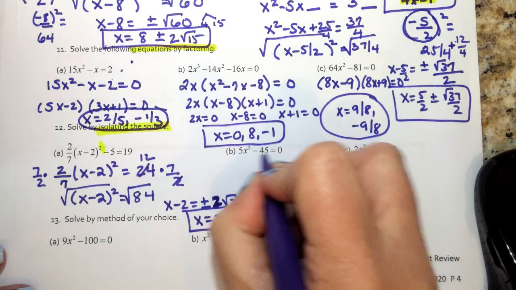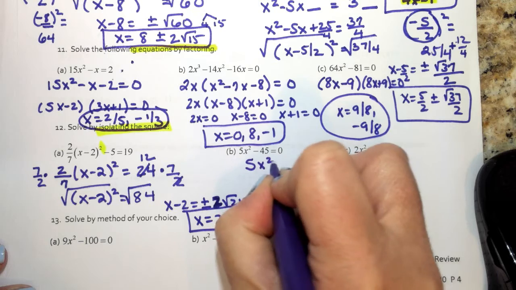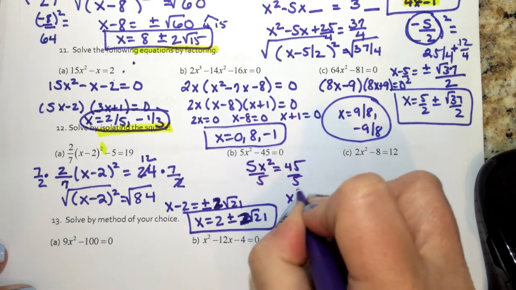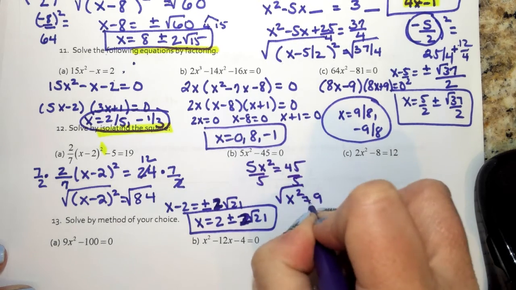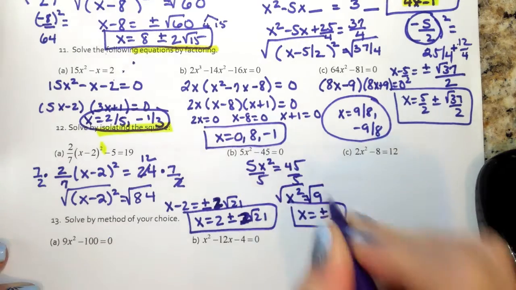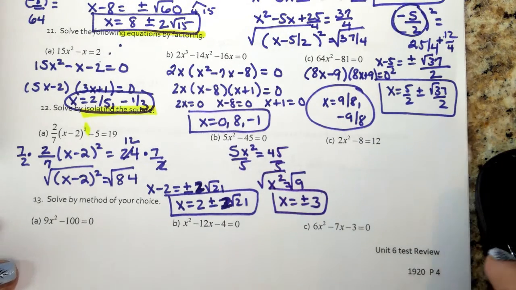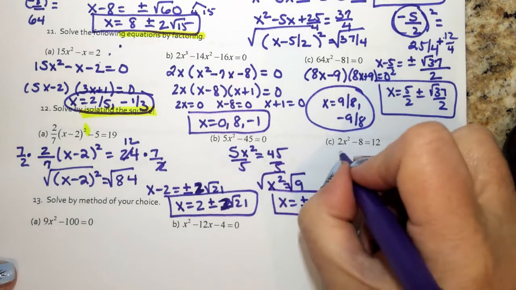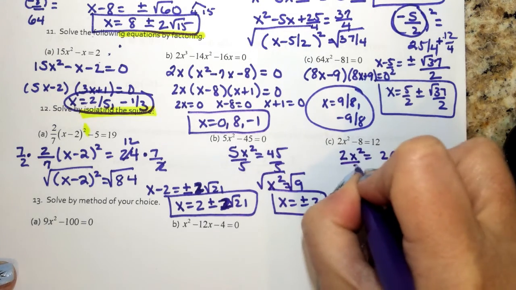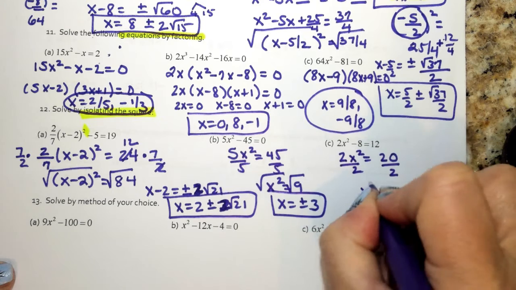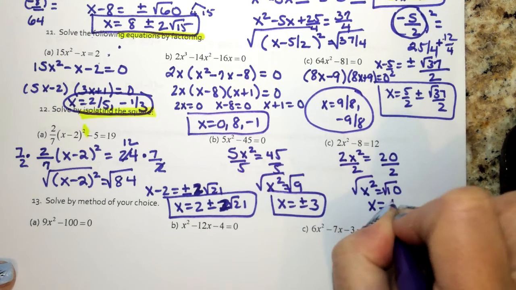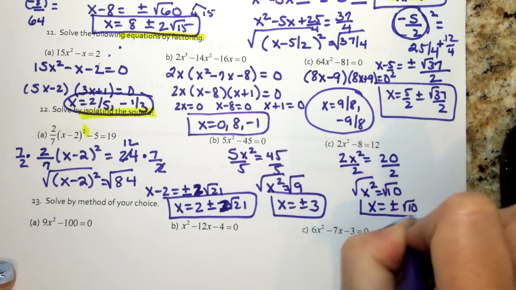Get the x squared by itself, so I'm going to add 45 to both sides. I'm going to divide by 5. And then I can take the square root, so x is equal to plus or minus 3. Get the x squared by itself, so my first step is to add the 8. So 8 plus 12 is 20. Divide by 2. X squared is equal to 10. Take my square root. X is equal to plus or minus square root 10.